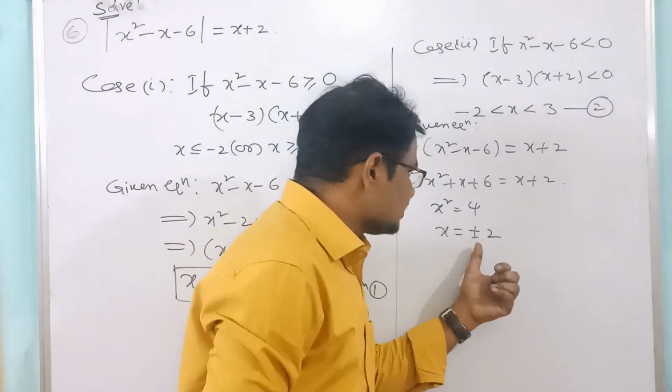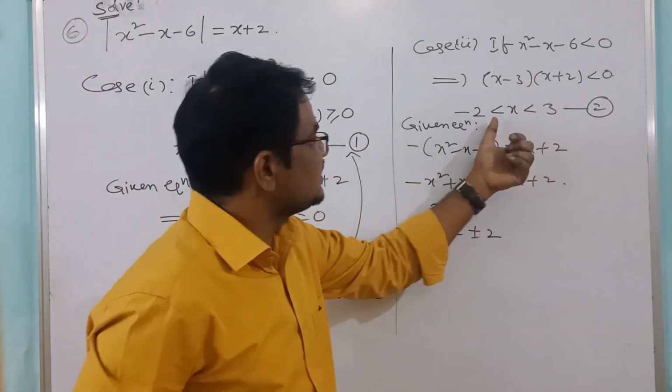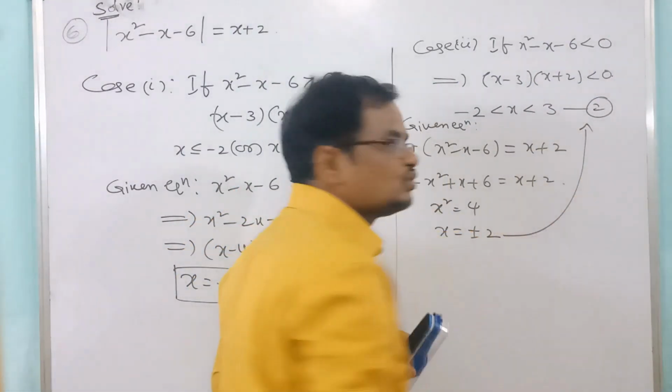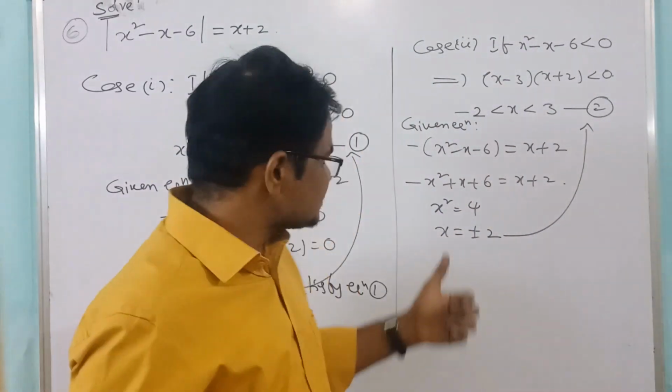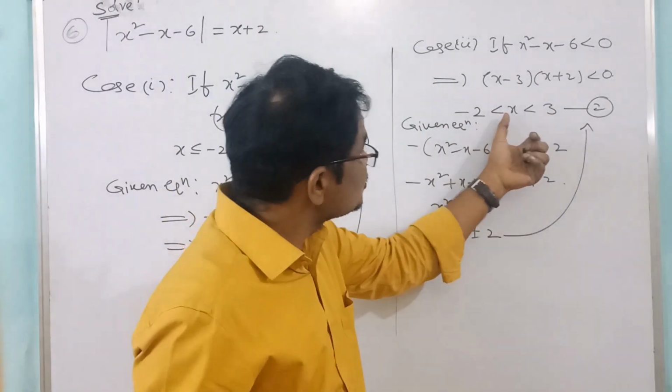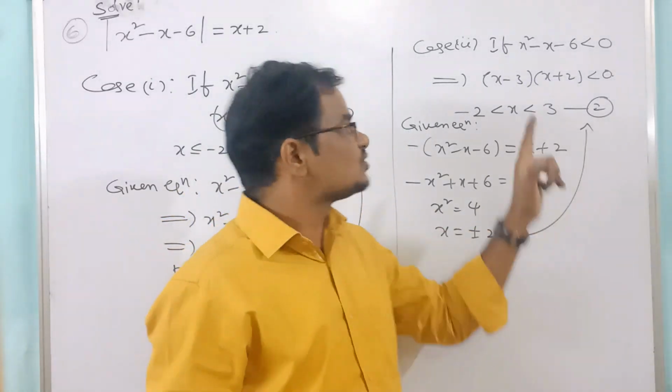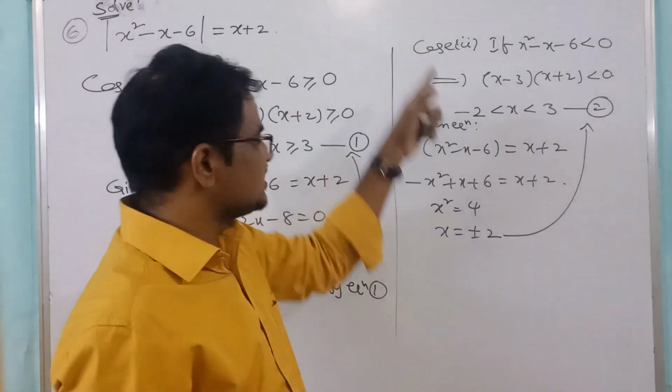Now in this one, substitute minus 2 here. We have to check whether these two values satisfy equation number 2 or not. So x equal to minus 2: here minus 2 less than x is there. So that's why x equal to minus 2 is not a solution for the given equation in this case.